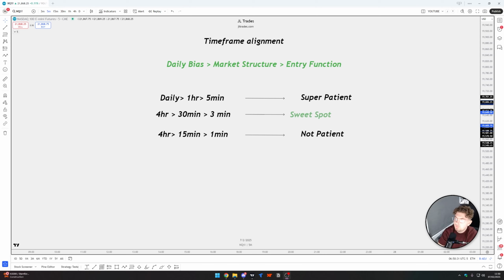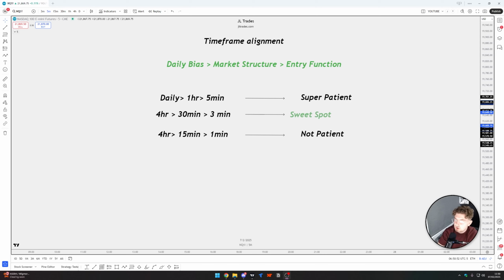But if you were to, for example, execute on the 5-minute time frame, you would want to make sure that you are in line with what the market structure on the 1 hour is doing. But without that, let's get into these 3 areas. So for the 5-minute entry function, your daily would be your bias, your 1 hour would be your market structure, and your 5-minute would be the entry function.